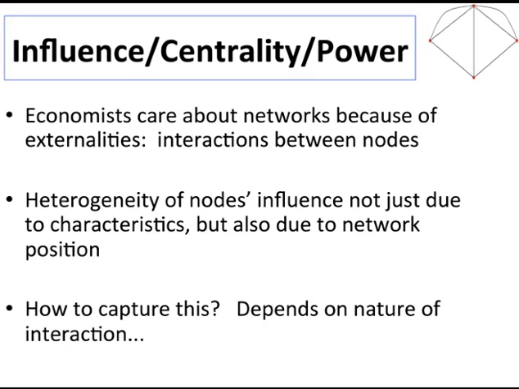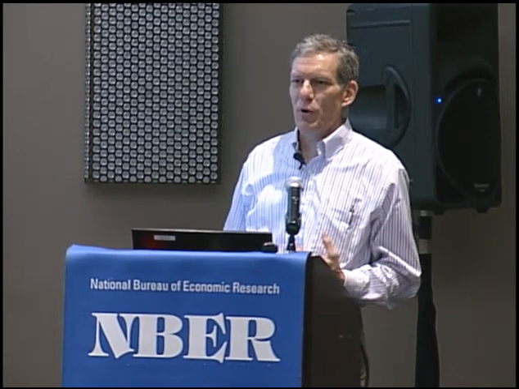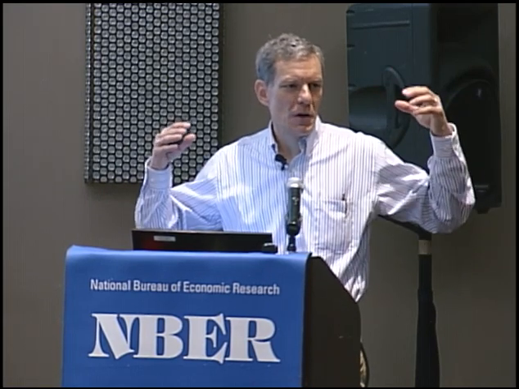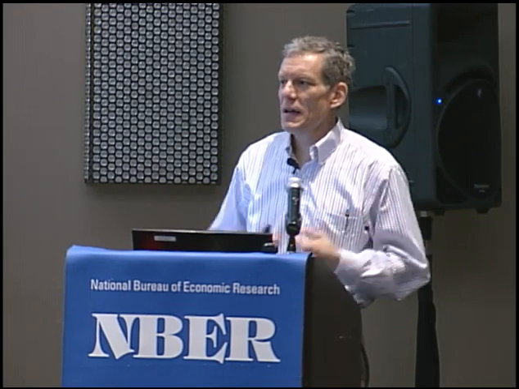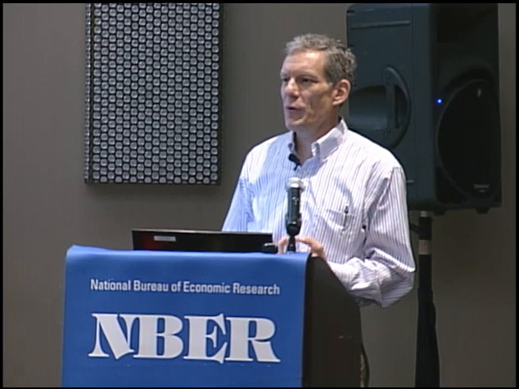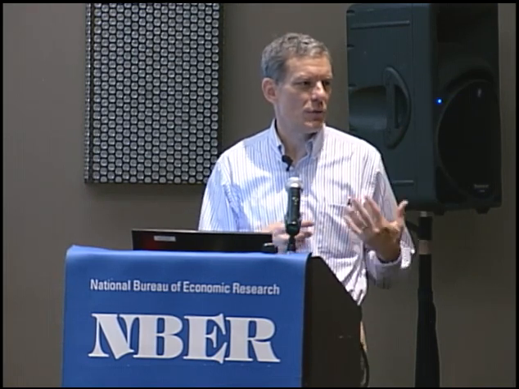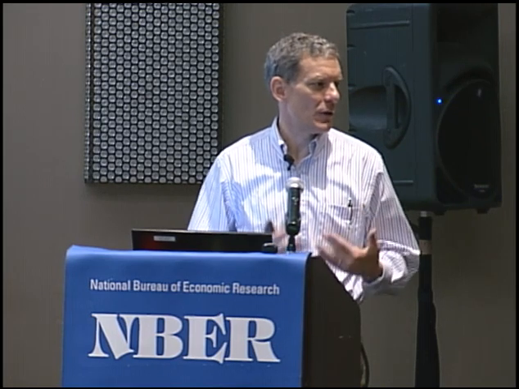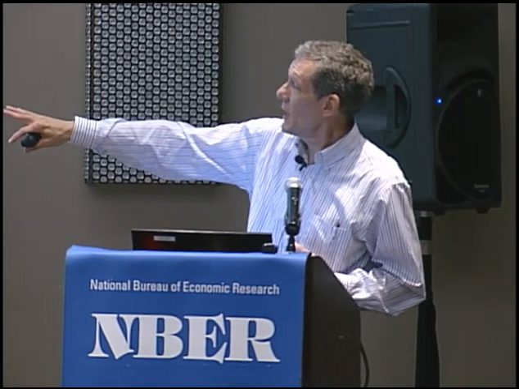So there's going to be a lot of heterogeneity in nodes' influences, not just due to characteristics, but also due to network position. It could be that a village has an elder, somebody who's wiser, and so forth. They might have a lot of influence just because of their position and their wisdom. But it could also be that a shopkeeper tends to talk to a lot of people, and can be very influential just because of their network position and not because of their knowledge or background. And so capturing things like centrality and influence measures in networks is going to be important in a lot of applications. So how do we capture this?